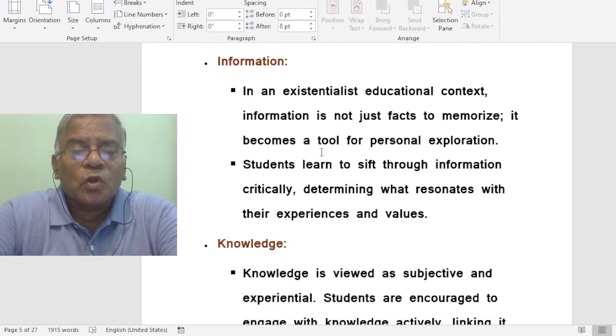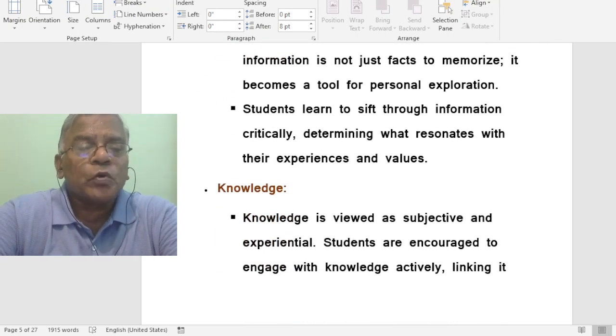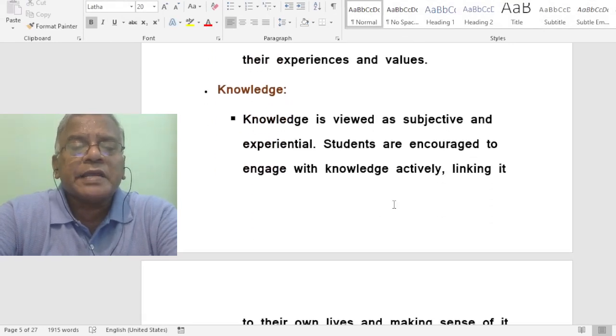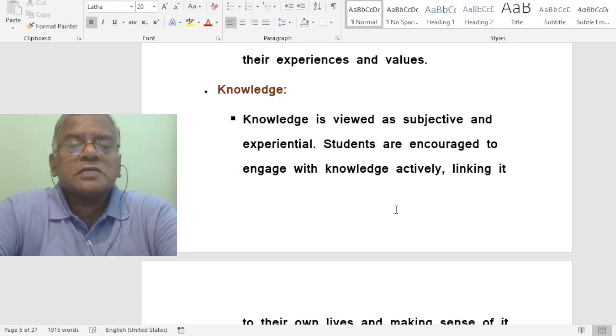How do they view knowledge? Knowledge is viewed as subjective and experiential.